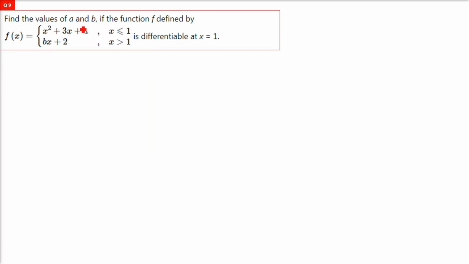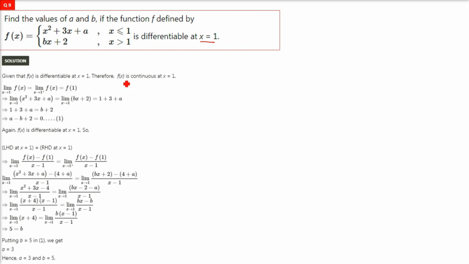Find the values of a and b if the function f defined by this is differentiable at x equals 1. So we have to check at x equals 1.